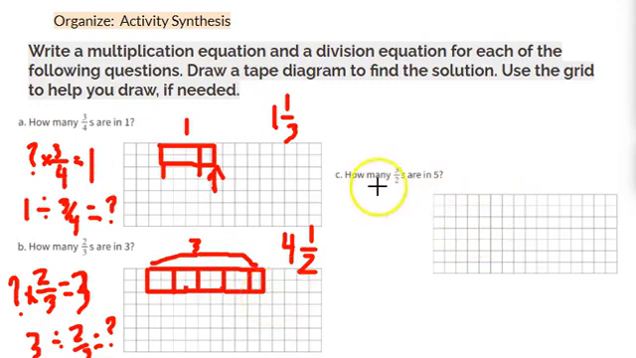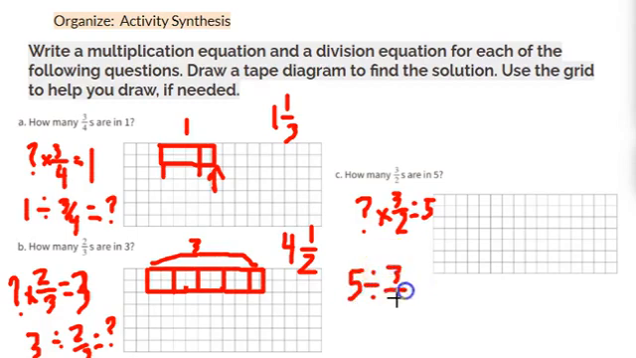Okay, what about this one? How many 3/2 are in 5? So we have some number times 3/2 gives us 5, or we can think of it as 5 divided by 3/2 gives us something. Am I going to draw this out just like I did on the previous one? So I'm going to make halves on each part and count those to make my 1 wholes. Oops, let me fix that real quick here.